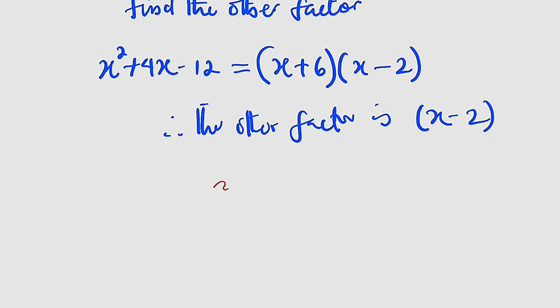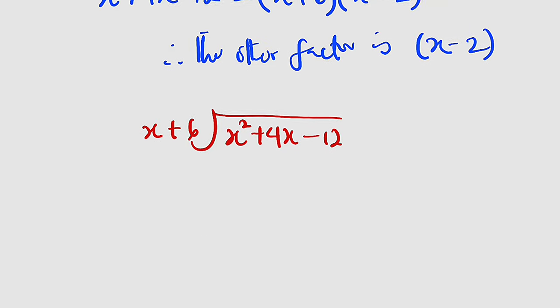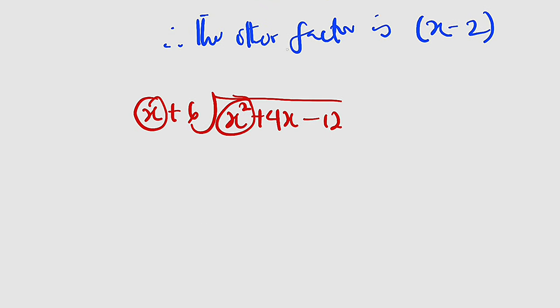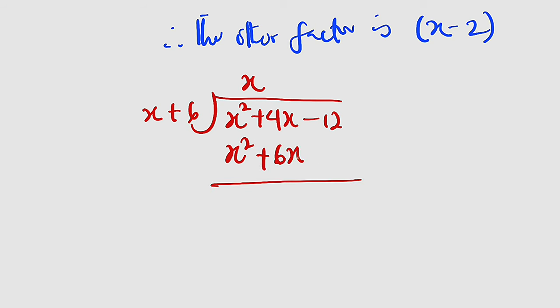out long division, which we can do like this. You plug in x squared plus 4x minus 12 here, and our factor x plus 6 here. Then you start dividing. You take the first term, you divide by the first term here. So x can go into x squared exactly x times. Then you take x, you multiply by x. That will give us x squared. You take x, you multiply by 6. That's going to give you 6x. Then you subtract. x squared minus x squared is 0. Then 4x minus 6x is negative 2x. Then you drop down negative 12.